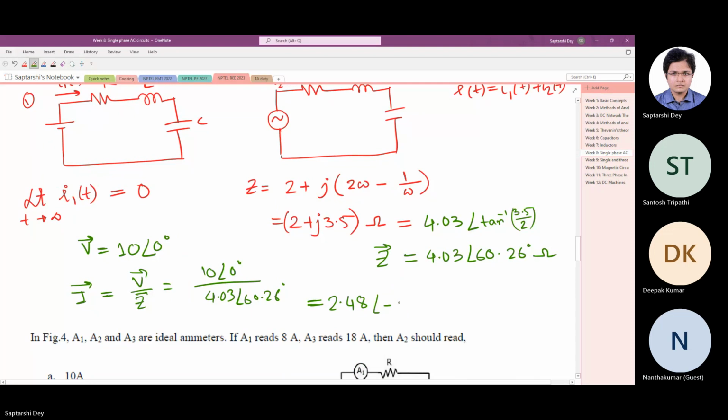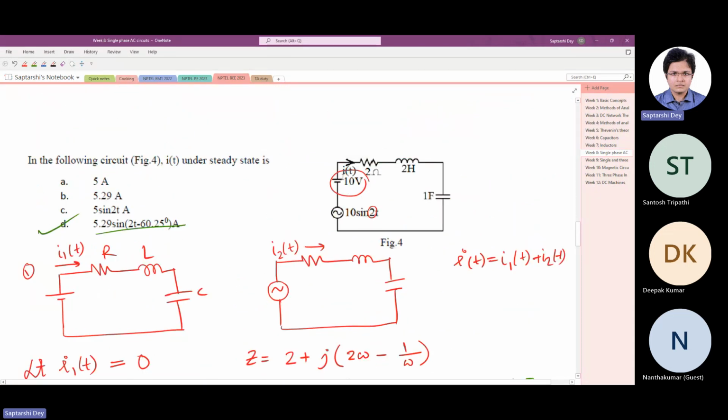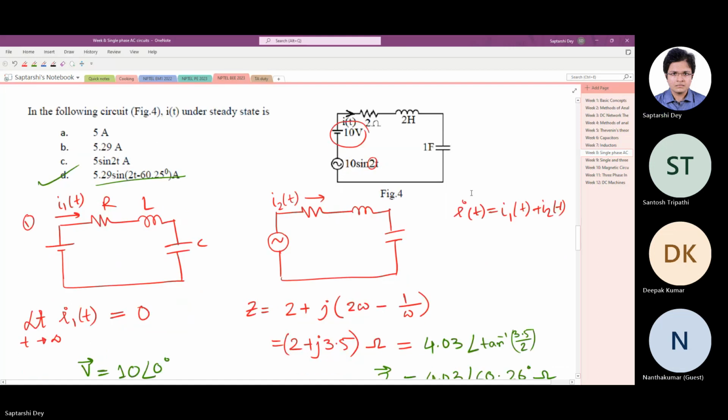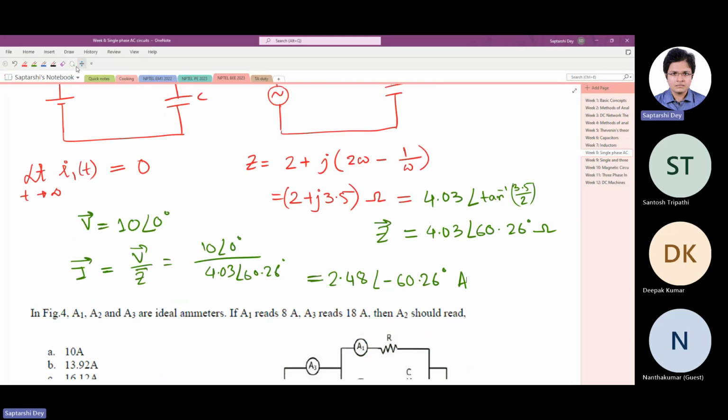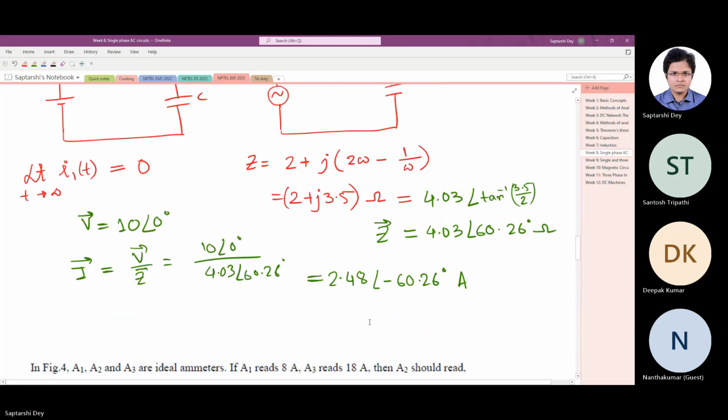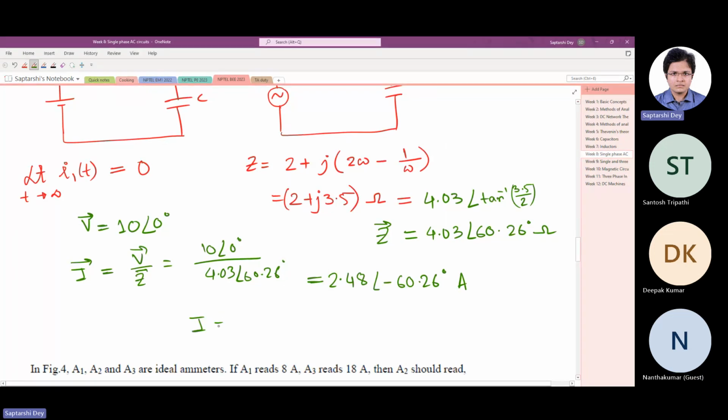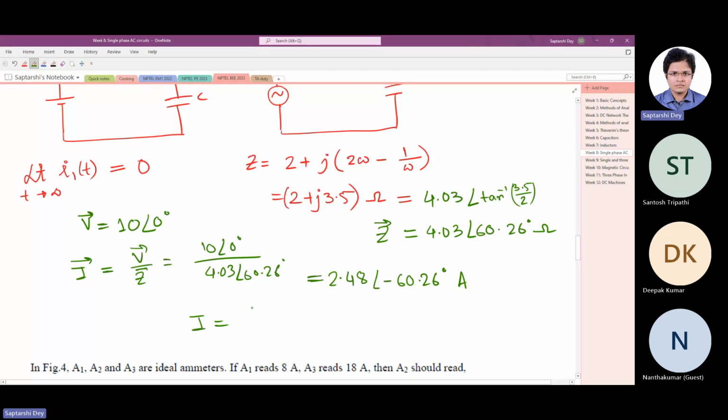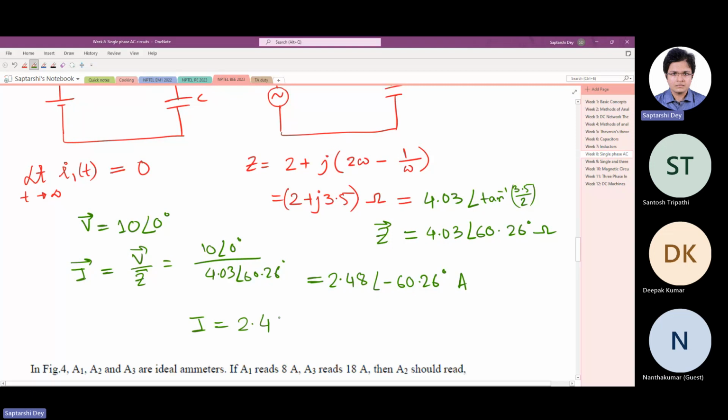Angle minus 60.26 ampere. Let me just cross check once. There is a capacitor in series. Yes, definitely under steady state there cannot be any DC current. It will be purely AC under steady state. So now if we have to write it in the time domain, it is 2.48 sine omega t minus 60.26 degree. This much. This is the answer.